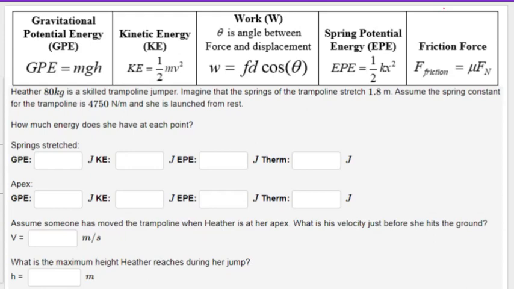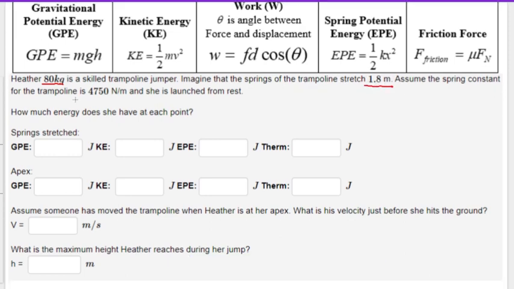Alrighty guys, let's take a look at this problem involving Heather, a skilled trampoline jumper. It says Heather has a mass of 80 kilograms and she's a skilled trampoline jumper. Imagine that the springs of the trampoline stretch a distance of 1.8 meters and assume the spring constant of the trampoline is 4,750 newtons per meter. So let's just go ahead and label all the things that it told us.